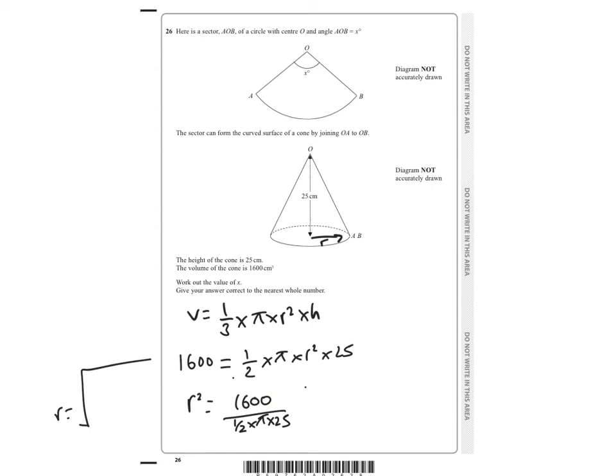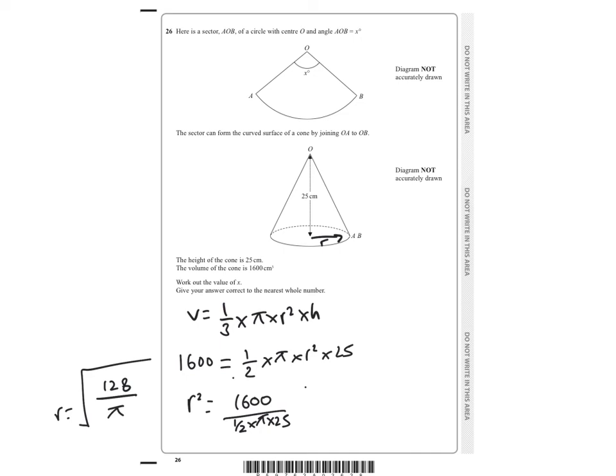Now, the reason why I'm going to keep it exact in my calculator is because we're going to be using this figure again, and I'm not sure if it's going to be a whole number or not. So I need to make sure I keep everything exact. If I do that, I end up with 6.3830, okay? So I'm not very happy with that, so I'm just going to do 1600 divided by 12.5. Okay, right, so I'm going to leave this as root 128 over pi.